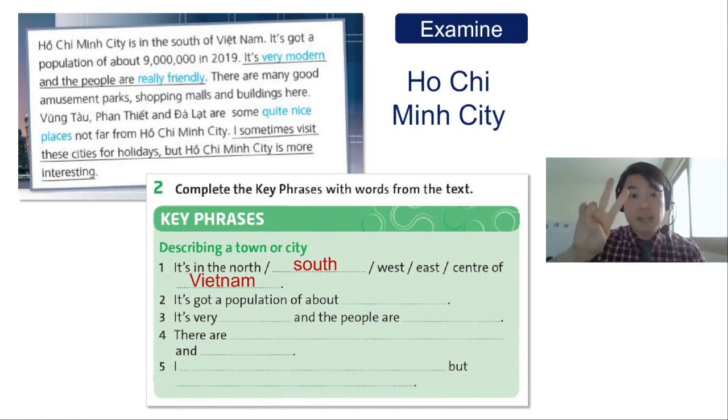So let's look at number 2. It's got a population of about 9 million. Excellent. So we know that we are not expecting our students to write yet. That's not the goal at this moment. The moment is, can they recognize the structure, the content, and the details?